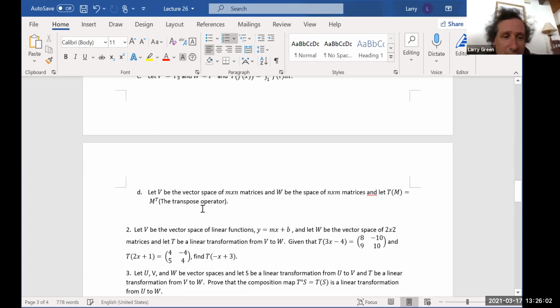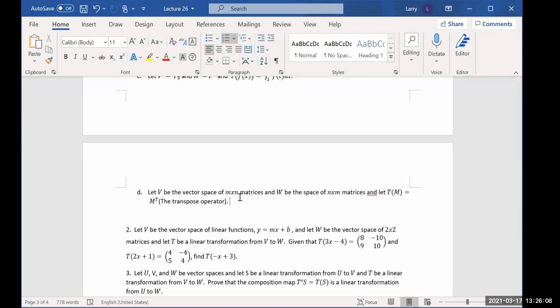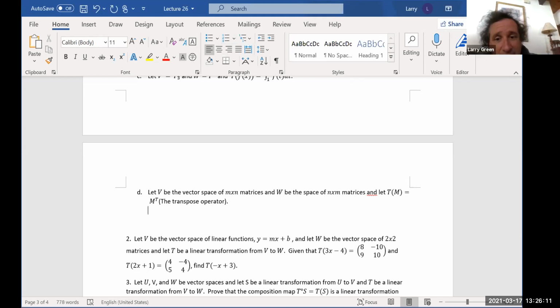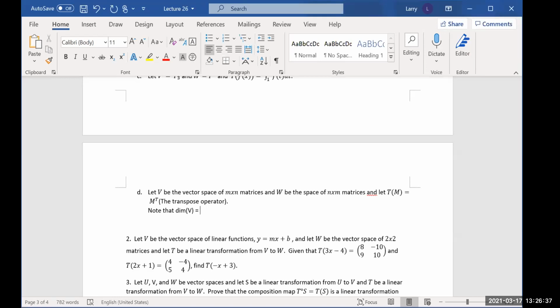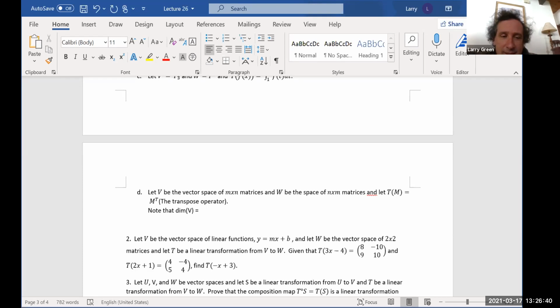So is taking the transpose a linear transformation? That's the big question, right? Does that make sense? Okay. To show something's a linear transformation, the first thing we can do is note the dimension of V. We talked about this a couple days ago. V is the vector space of M by N matrices. What's the dimension of V? It's M times N.